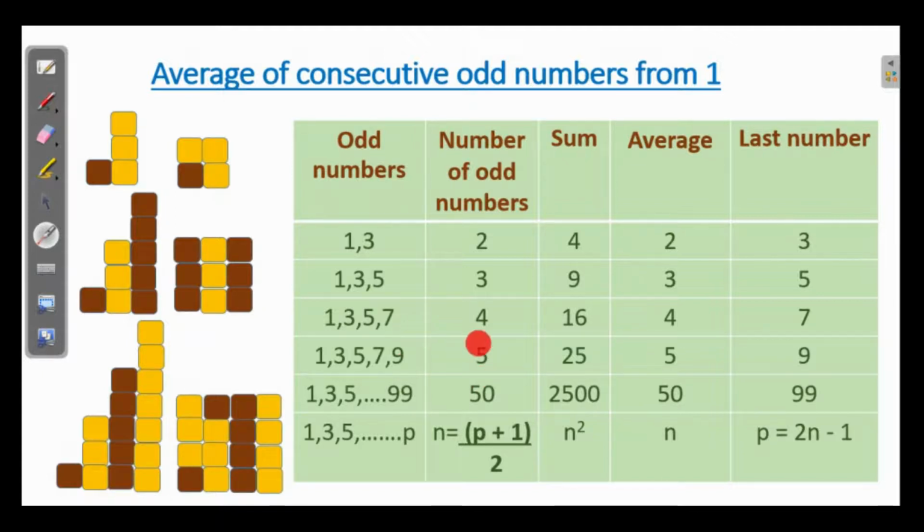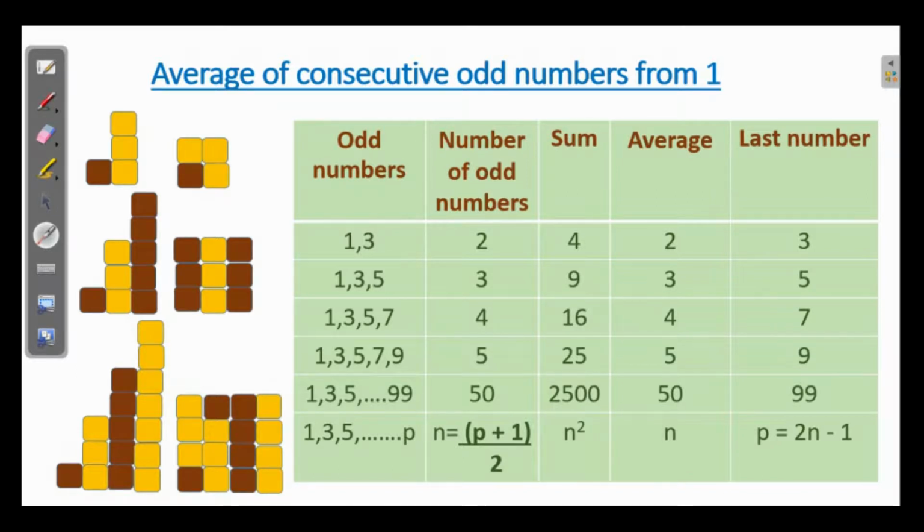Half of 8 is 4. Here also 5 plus 1, 6. Half of 6 is 3. So, P plus 1. Take P plus 1 and divide it by 2. Find the half of it. That will be the number and that would be the average also. Then if we are getting the average, then sum is equal to n square.